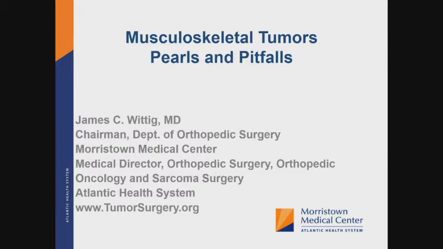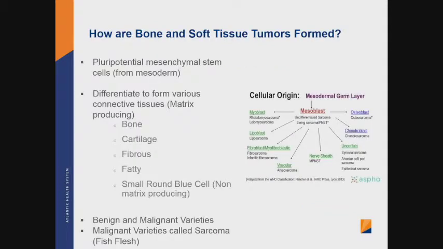So I'm James Wittig, I'm the chairman of the Department of Orthopedics, and one of the questions that always comes up to me is how are bone and soft tissue tumors formed? Well, if you think about the embryo, it is divided into 3 layers: your mesoderm, your ectoderm, and your endoderm. And bone and soft tissue tumors are formed from mesenchymal stem cells or from pluripotential mesodermal cells.